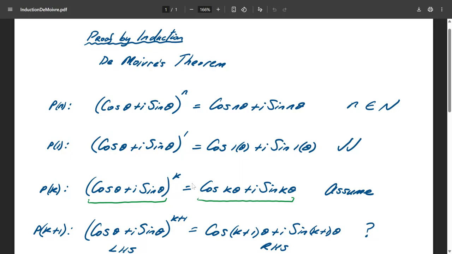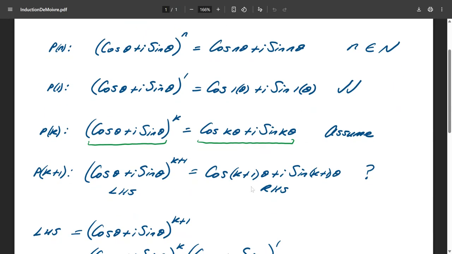Then we move on to proposition k, and k stands for, if we think of it as a line of dominoes from 1 to n, we've knocked the first domino. Now we're picking a random domino k in the chain. It's just basically replacing the n in the first line with k here. So we're saying (cos theta plus i sine theta) to the power of k is cos k theta plus i sine k theta. And we're actually going to assume that. We're not entitled to say that's true yet, but we will assume it just to see how far we get with this assumption.